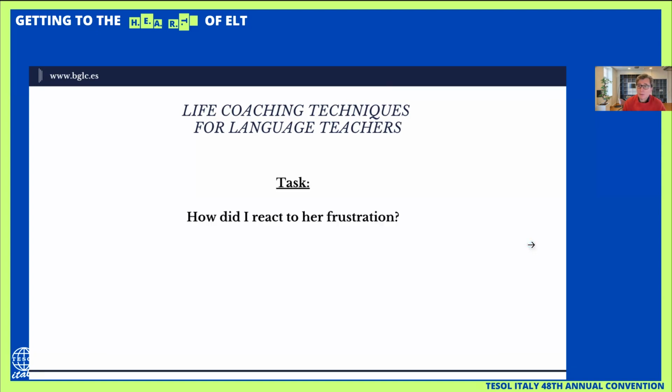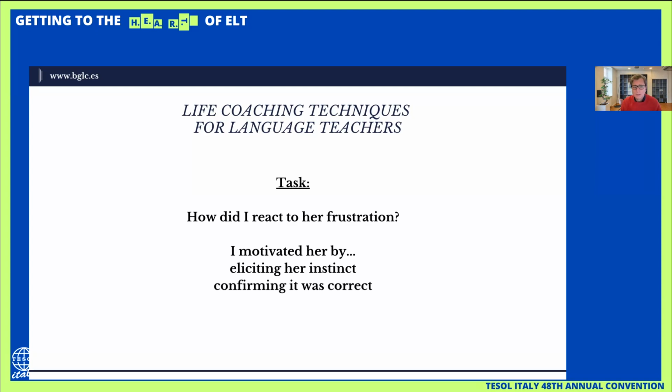Okay, so how did I react to her frustration? I motivated her by eliciting her instinct. I said, well, wait a minute. You're saying you have to revise everything, but would you say trim or trim? Trimming or triming? And she said trimming. Okay, so basically, I confirmed that her instinct was correct, and this is a positive thing.